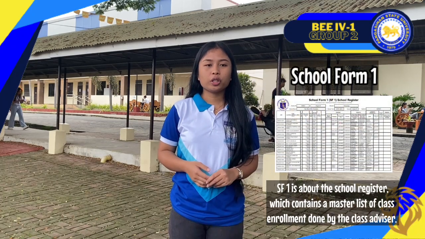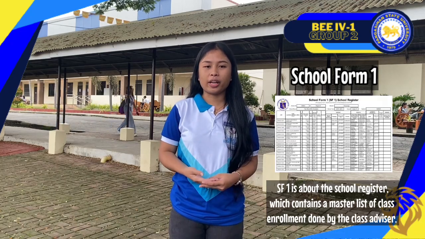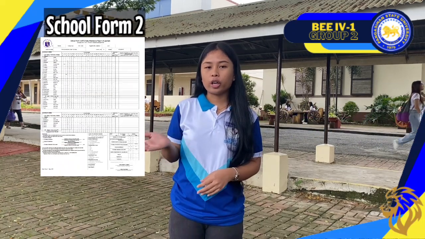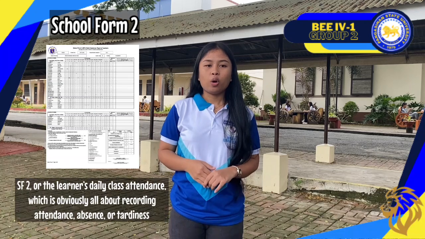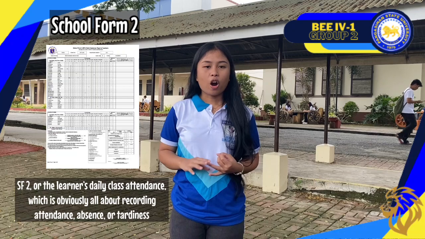So, what exactly are these school forms? SF1 is about the school register, which contains a master list of class enrollment done by the class advisor. It should be done at the beginning of the school year and as needed. Next, we have SF2, or the learner's daily class attendance, which is obviously all about recording attendance, absences, or tardiness, which is done every day.